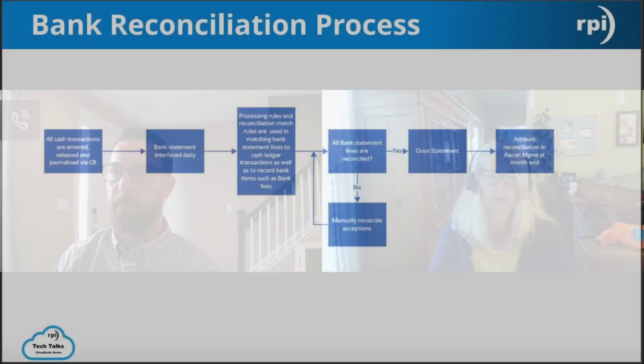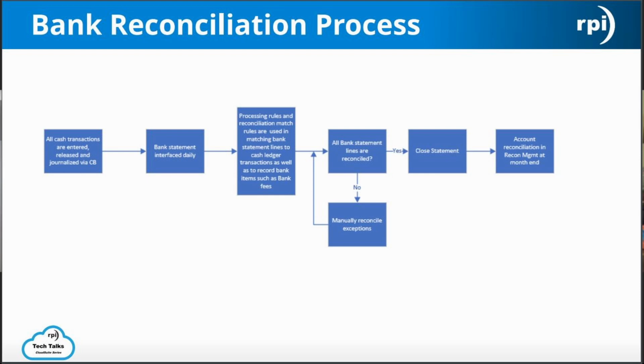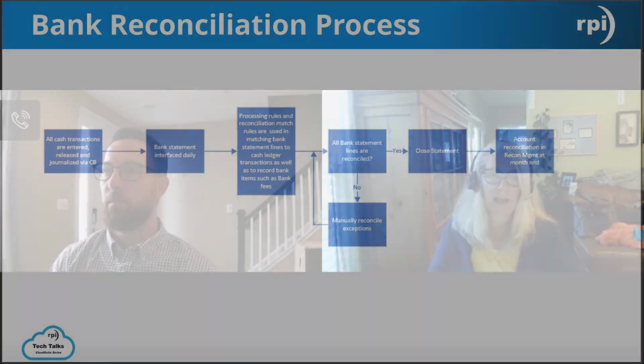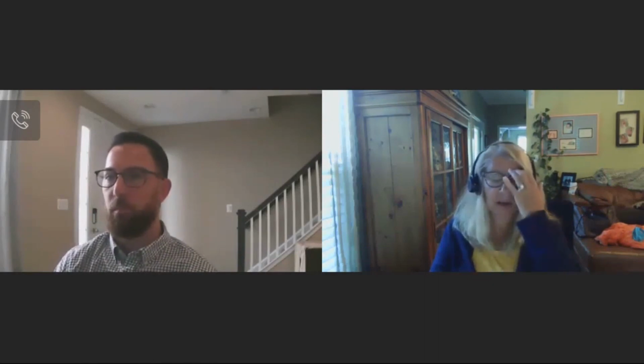The slide that's showing now is what the reconciliation process looks like. You get a bank file that comes in every day automatically. You can set it to automatically interface and import based off of your processing rules and your reconciliation match rules. It will go in and, as I said, record your bank fees, and other kinds of items you can do with that processing as well. And it will match the bank statement to your actual transactions in the system and reconcile those for us.